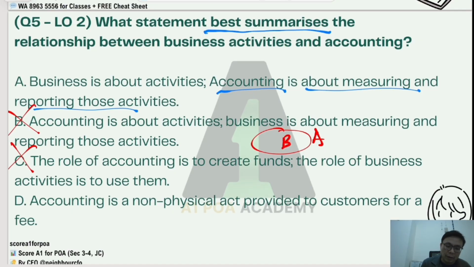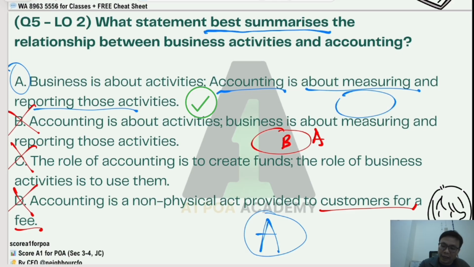D, accounting is a non-physical act provided to customers for a fee. No, definitely not the case. Accountants don't charge the customer a fee. The accountant who provides the accounting services provides them to the company, not to the customer. And therefore, D is also wrong. So when you look at it, A is the correct answer, because for A, we say that the boundary is the business and accounting is a subset of the boundary, which is the business. So A is the correct answer.